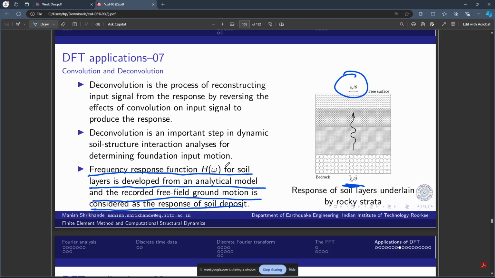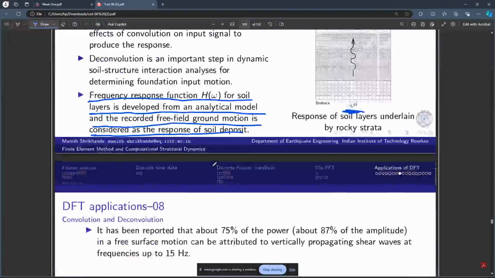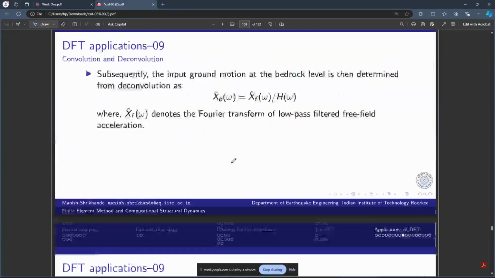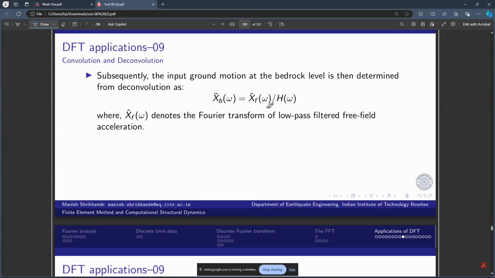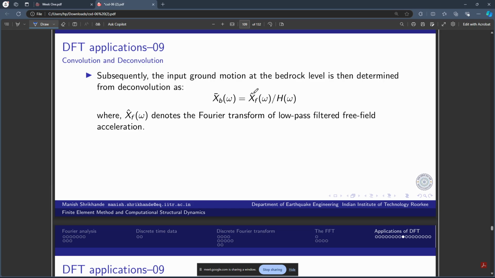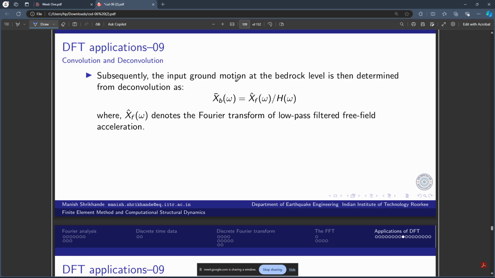I'm not sure whether it has been mentioned here. The frequency response function H omega for the soil area is developed from an analytical model, and the recorded free field motion is considered as the response. So you need to find out what this H omega is. Once you get your H omega value in the frequency domain, you divide the data you have converted into the frequency domain by the H omega, and then you will get the ground motion available at the bedrock level. And whatever data you get here will also be in the frequency domain.